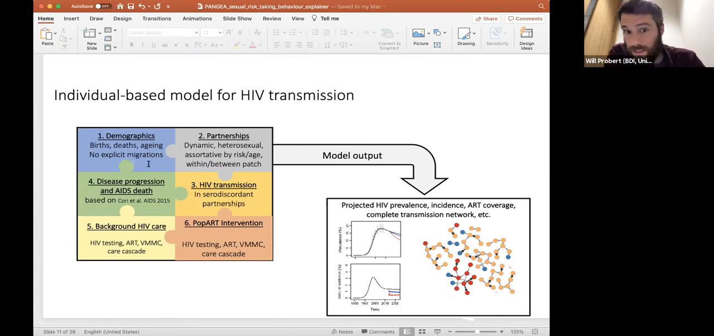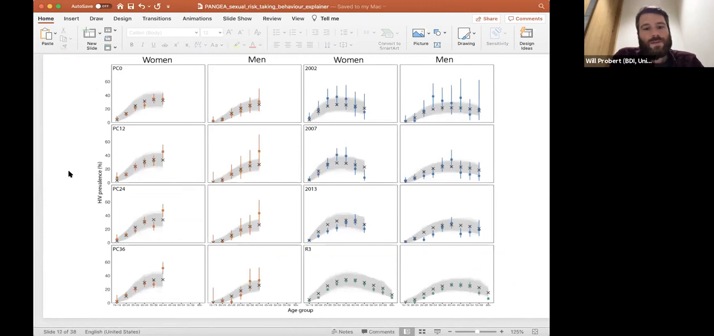This is an individual-based model, so we could get some very detailed outputs from it. We could look at HIV prevalence, incidence, ART coverage, and look at the complete transmission network as well, because we can model that. We fitted the model to each of the 21 communities, and this is just illustrating, from one intervention community, some of the data that we fitted to.